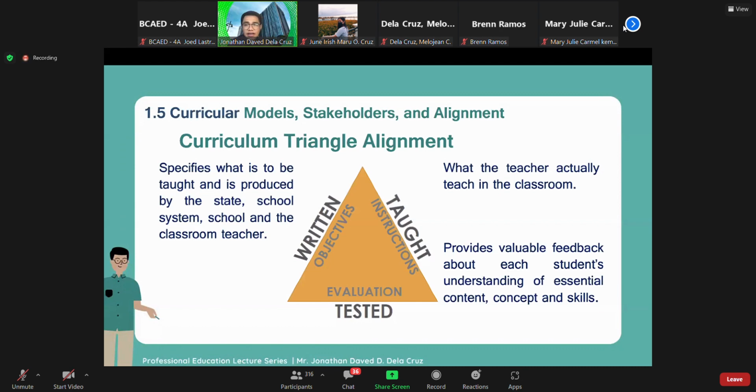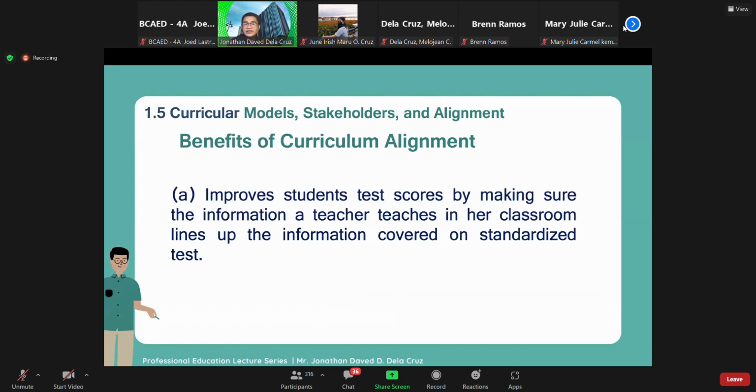Okay? But no, take note that you have an objective to attain that day. Dapat ma-attain mo 'yon kahit anong path pa yung i-take mo, whether plan A, plan B, plan C, or plan D. Okay? So there are benefits of curriculum alignment. We have improved students' test scores by making sure the information a teacher teaches in our classroom lines up with the information covered on the standardized tests.